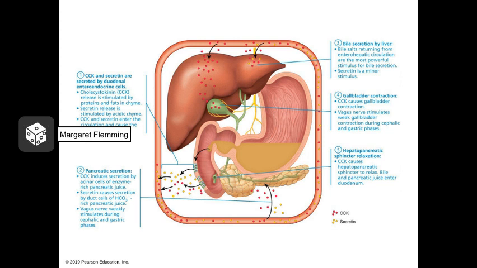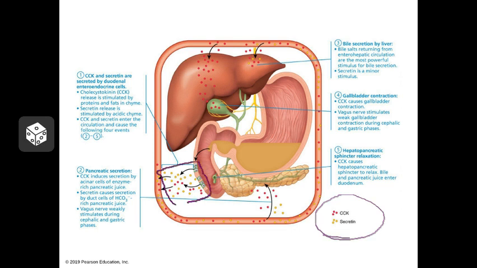This illustration demonstrates the importance of our signal molecules cholecystokinin and secretin, and how, being released from the mucosa of the small intestine, specifically the duodenum, into the bloodstream, they then have a variety of targets. They target the liver, they target the stomach, they target the gallbladder, and they target the pancreas.